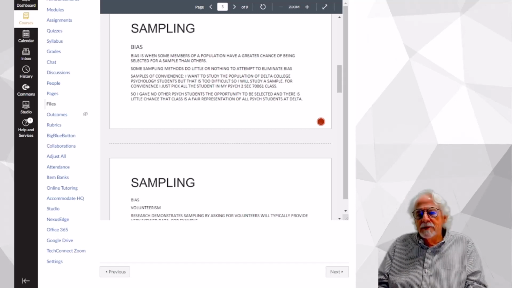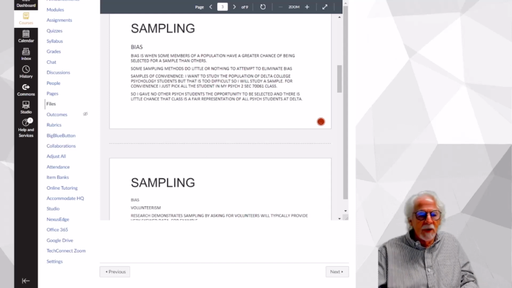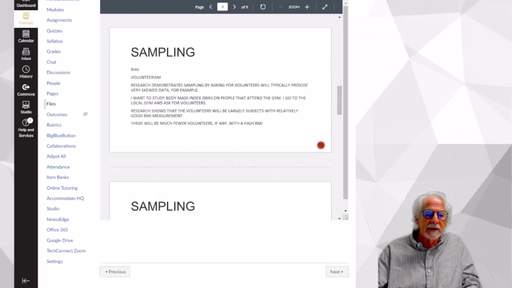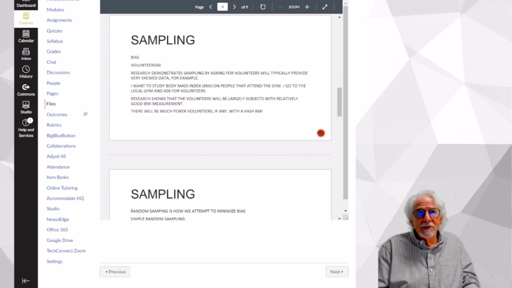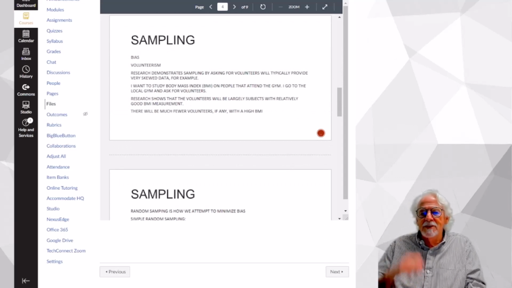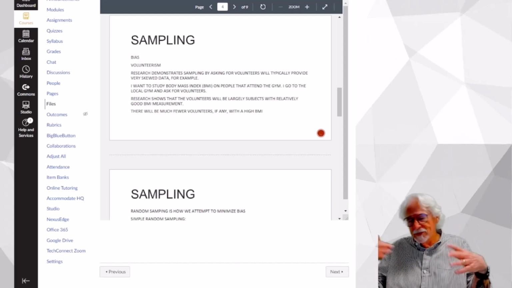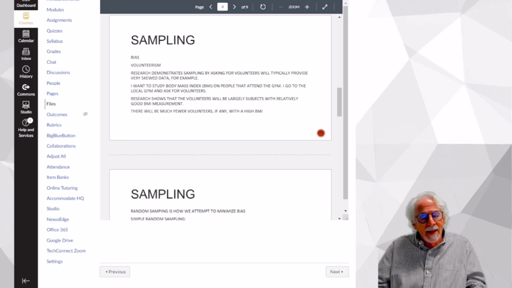The other thing that doesn't work very well is volunteerism, right? So there's a famous study. I'm not going to go into it, but I'm going to use my own example. Say I want to know about people's BMI, your body mass index, how much fat, what muscles, whatever. I really don't even know exactly what it is. I just know my number's pretty good. It's barely good.